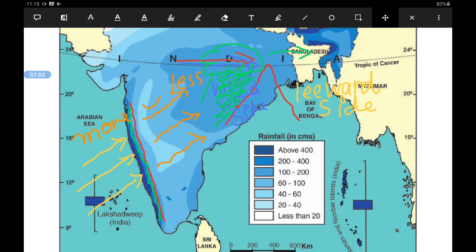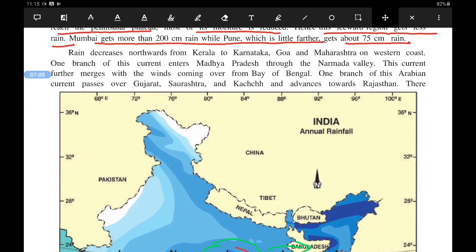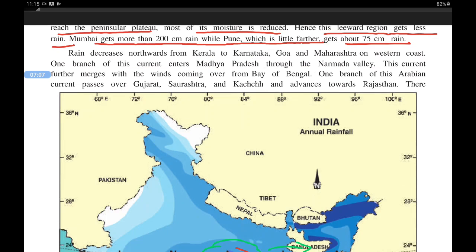Now let us continue back to our map. See, rain decreases northward from Kerala to Karnataka. Due to the basic discussion that we made, as you go toward the eastern side, the rain decreases. Goa and Maharashtra are on the western coast.